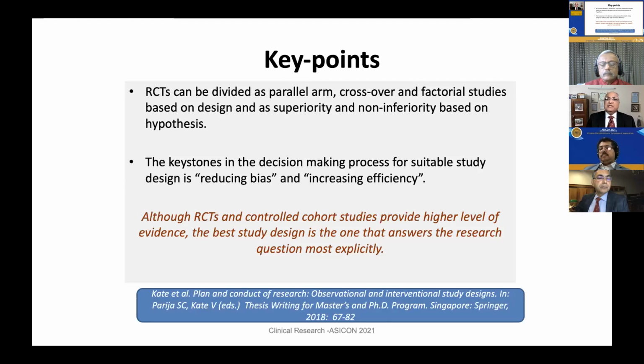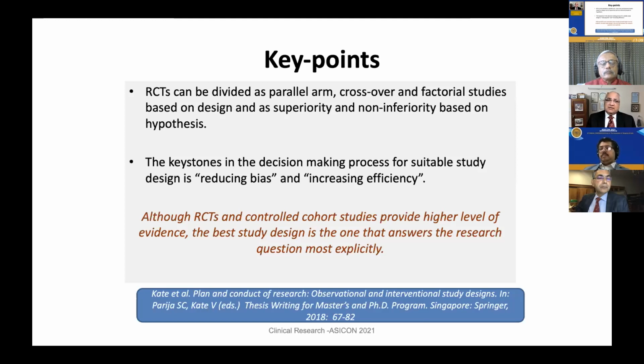However, the keystone in the decision-making process for suitable study design is always, you should keep in mind, reducing bias. It should be the prime factor. And of course, increasing efficiency. You should be able to complete the study. You have to have the judgment of the local resources available.